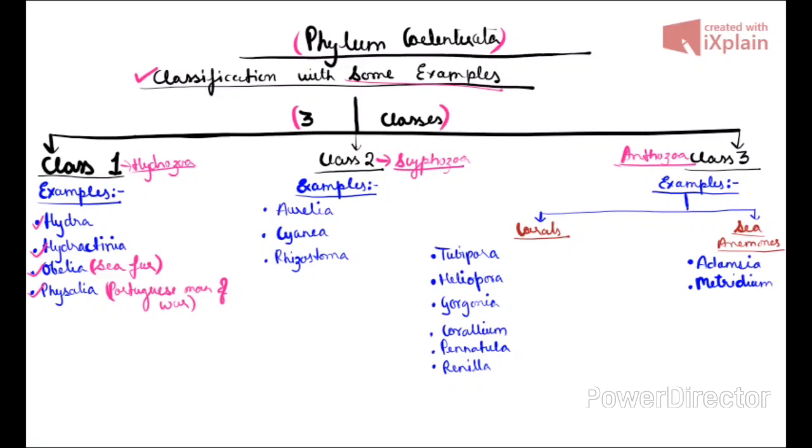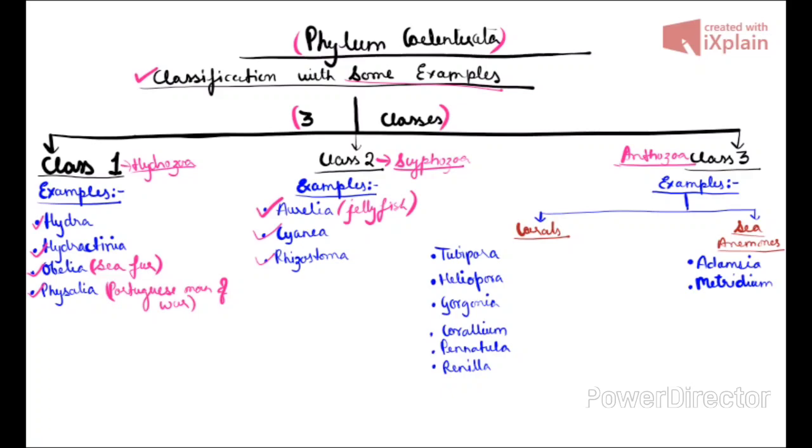Now we come to the next class of this phylum, which is the Scyphozoa, and its examples are as follows. First, we have Aurelia, which is commonly known as the jellyfish, Cyanea, and Rhizostoma. These are the three examples. There are many more, but I have taken the selected ones.